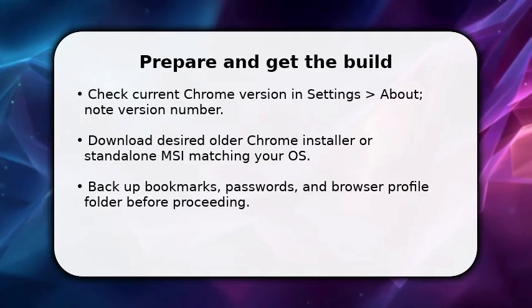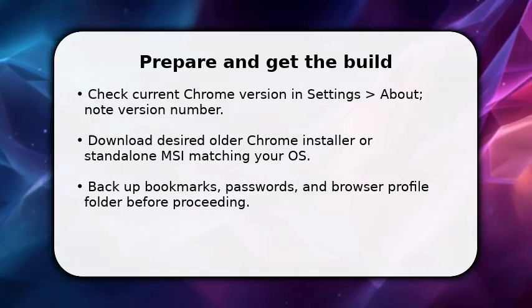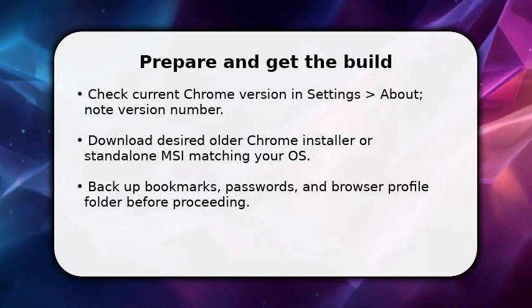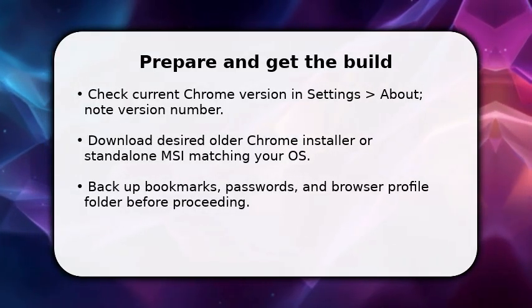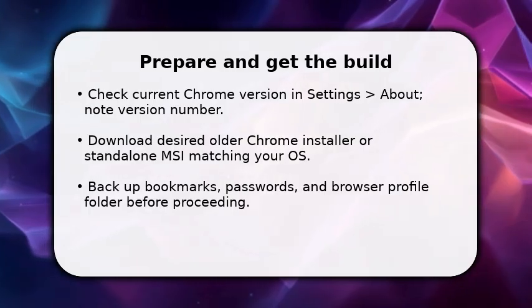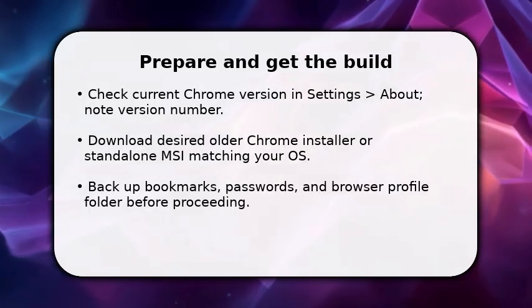You start by confirming the exact version you have and the older version you want. This avoids mismatched profiles and extensions. Once done, download the offline installer or MSI for that specific version and save it to a known folder.